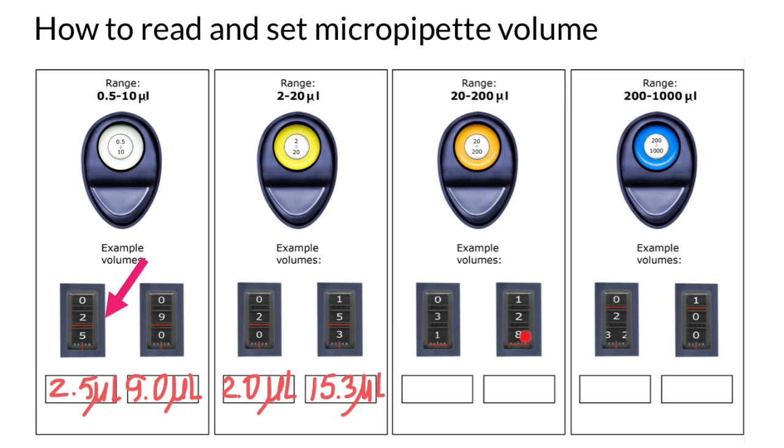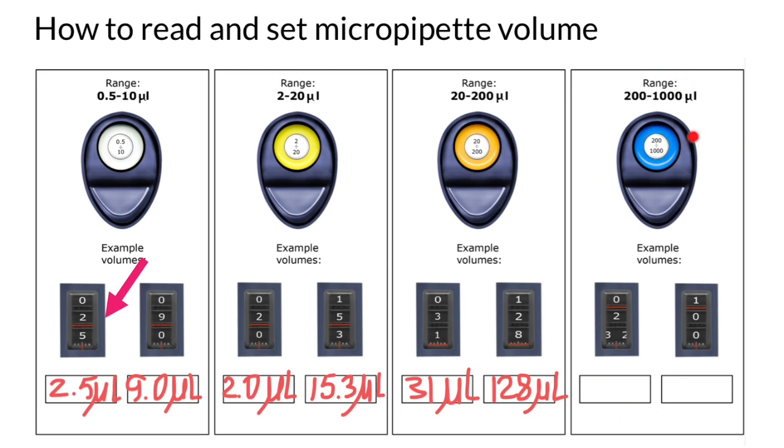The next micropipette range is between 20 and 200 microliters. And we don't see decimal point here. Basically, all the readings we can get here are between 20 and 200 microliters. So what we see here is 31 microliters. So let's put it here, 31 microliters. Next one is 128 microliters. As I said, this one is easiest, but next one is tricky.